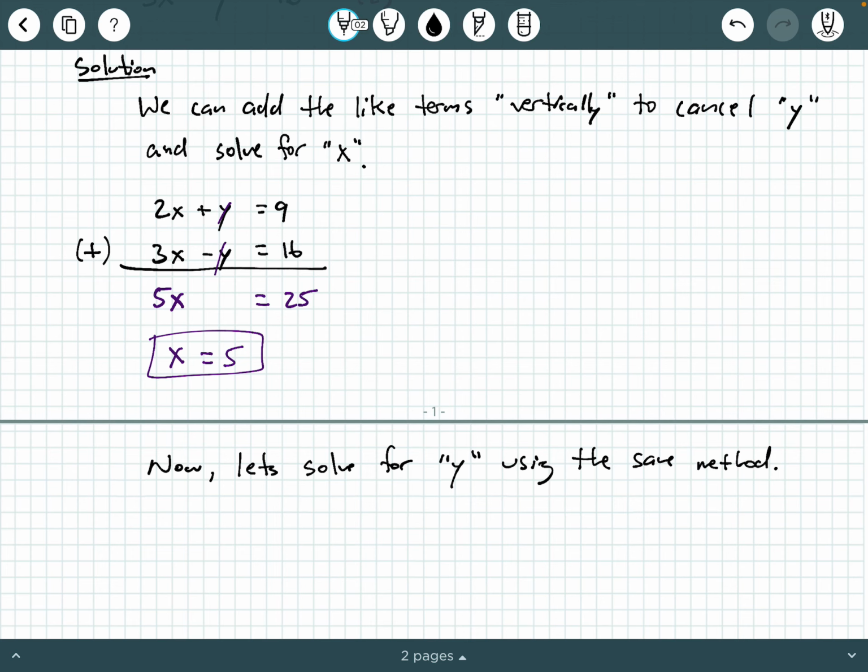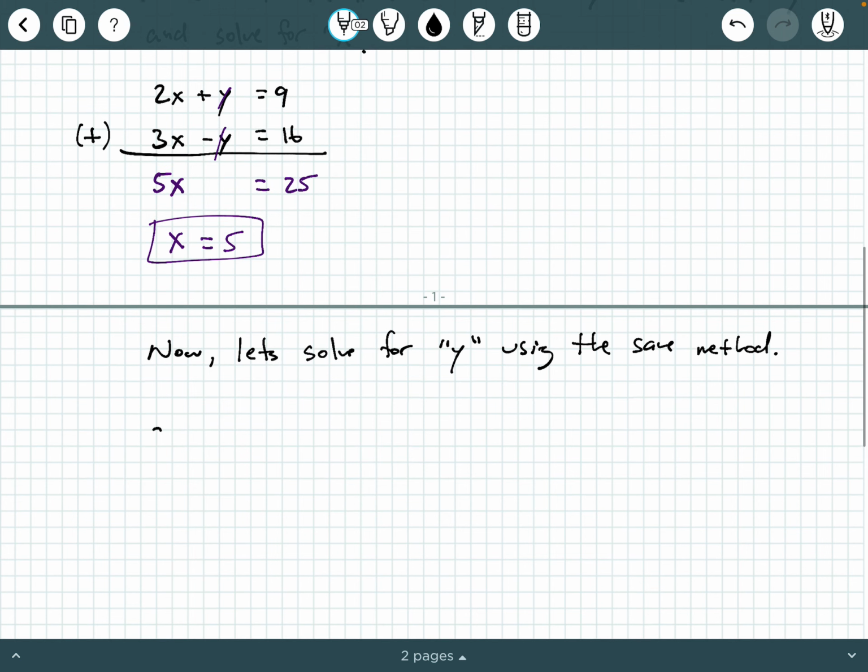Okay, so I'm going to rewrite these equations. Original equations: 2x plus y equals 9, and 3x minus y equals 16. Now again, we have x equals 5. That's part of our solution. What we want to do now is, again, find a way to create a convenient cancellation of the x variable so we can solve for y here.